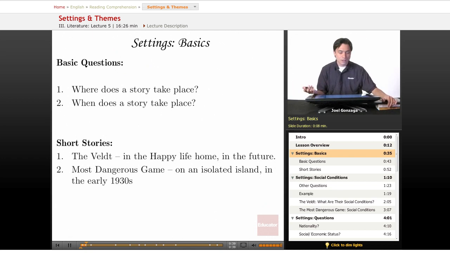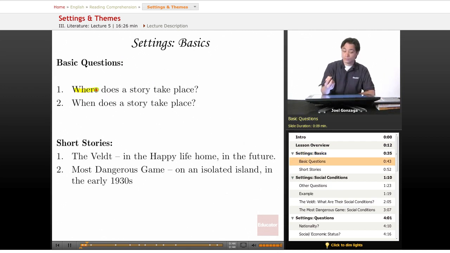What's a setting? Well, a setting answers 2 questions. Where does a story take place? And when does a story take place? Those are the 2 basic questions for a story.